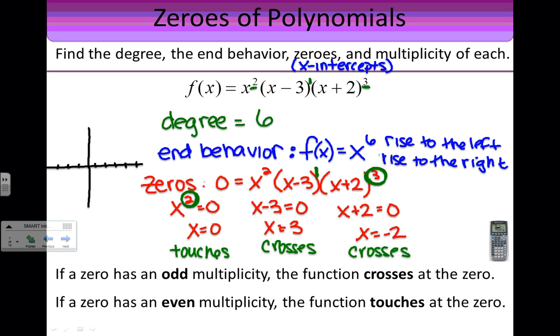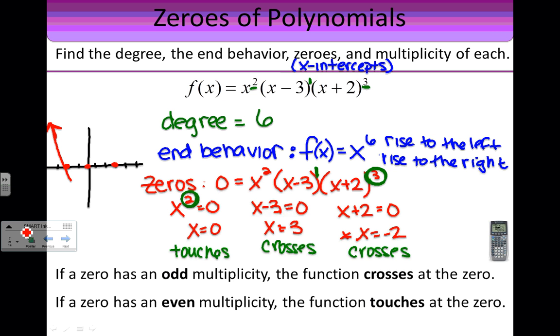Okay, so we know that we have an x-intercept of 0, we have an x-intercept of 3, and an x-intercept of negative 2. So our end behavior tells us that it's rising to the left and rising to the right. So over here, my graph is starting up. It's going to rise to the left over here. Since my x equals negative 2 intercept has an odd multiplicity, it comes down and crosses the x-axis at negative 2.